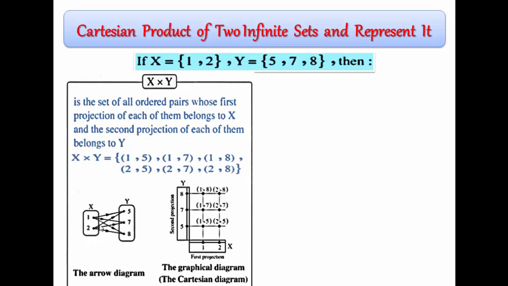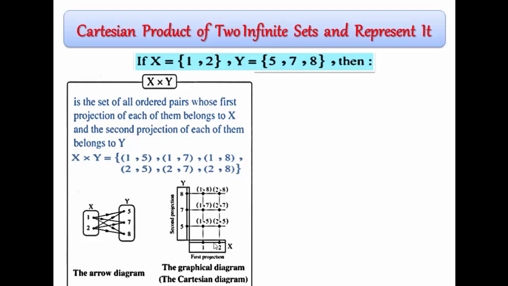To represent it, we will join 1 to 5 and 1 to 7 and 1 to 8. Look here at the ordered pairs (1, 5), (1, 7), and (1, 8): 1 joined to 5, 1 joined to 7, and 1 joined to 8. The second element here too, we will join to 5 and 7 and 8 also. Ordered pairs (2, 5), (2, 7), and (2, 8).